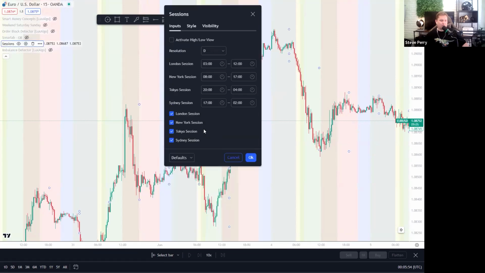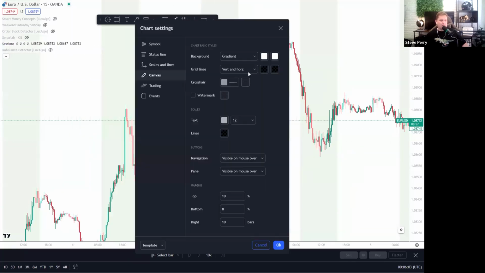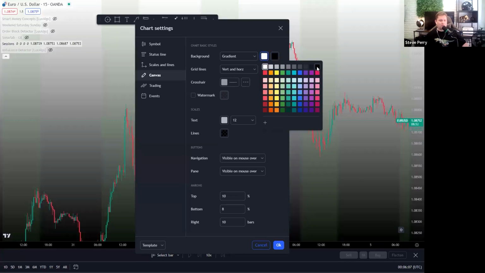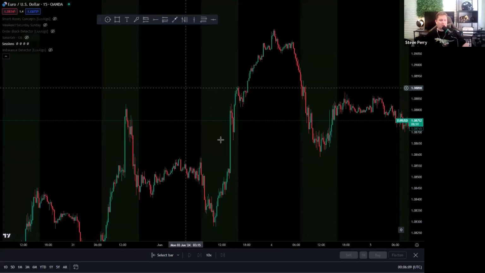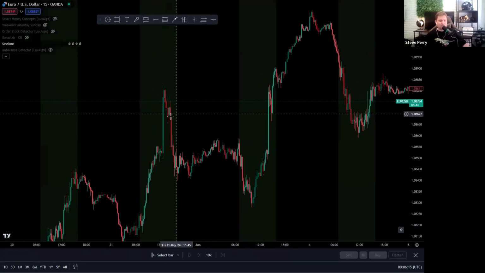So if I go back to the settings and turn these off, let's go to settings and let's go to inputs. Let's just turn on London only. So if I do London, you can't really see it. You know what I'll do? I'm going to make my background dark so you guys can see this better. Okay, here we go. Now you can see it. Everything in green right here is the London session. Anything in black is outside of the London session.